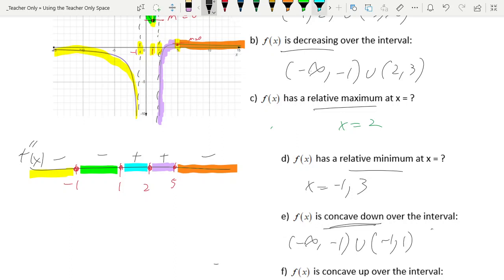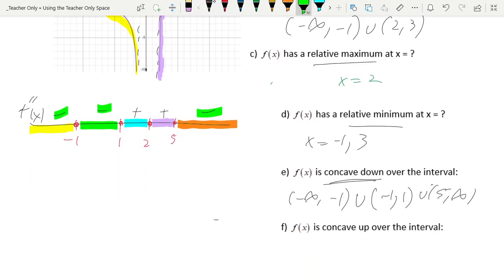Because we are looking for where our second derivative is negative. So we go through and say from negative infinity to negative 1, negative; negative 1 to 1, negative; 1 to 2, nope, positive; 2 to 5, nope, positive; and then, oh, there's one more, 5 to infinity, that is a negative interval, so therefore we are concave down. All right, so that was concave down, on to concave up.